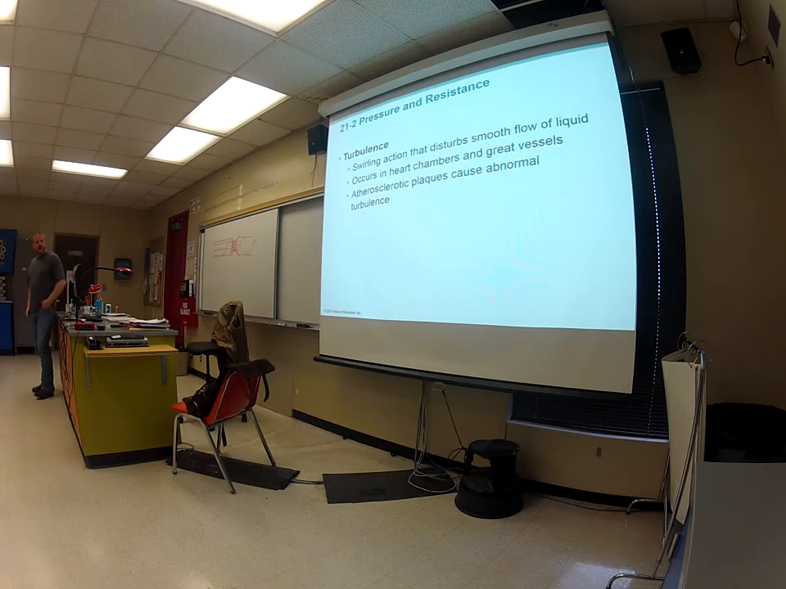Turbulence, atherosclerosis, plaque. Swirling action disturbs smooth blood flow of the liquid. It occurs in the heart chambers, great vessels, and plaque can cause abnormal turbulence. And that's just what I showed you right there. A buildup of plaque right here caused this to start doing this.